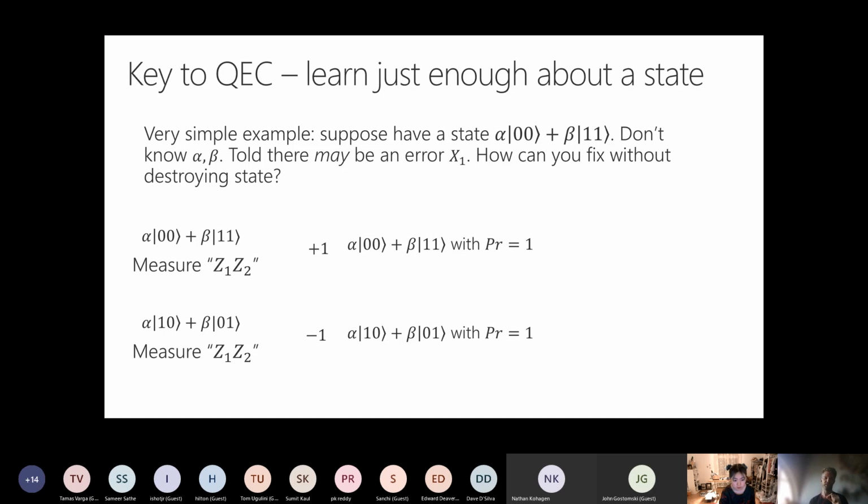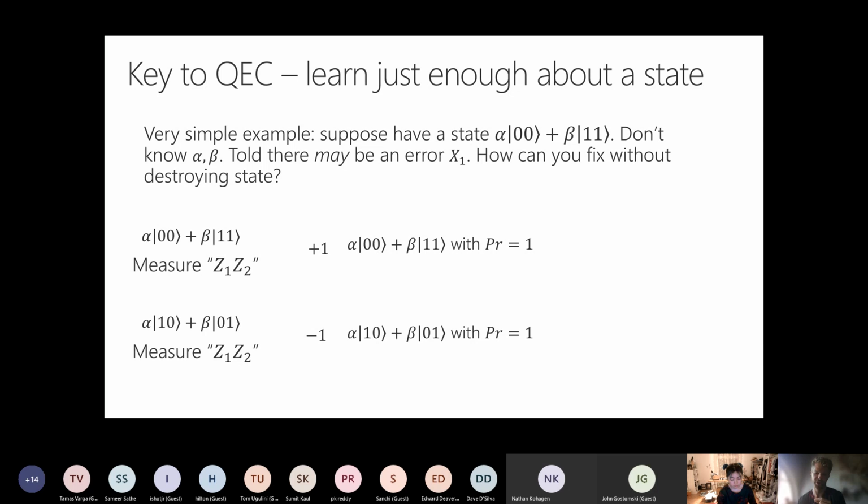If, on the other hand, this X error has happened, well, what does this X1 do? As we know, it flips 0 and 1. So the state, given the X1 error, will be alpha 1, 0 plus beta 0, 1. And if we measure the parity of this state, of course, we get the minus 1 outcome. And that's with absolute certainty again. If an X1 error has happened, then we will definitely get a minus 1 outcome for this parity measurement.